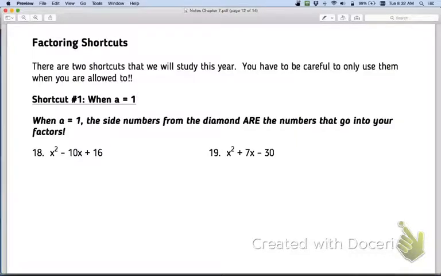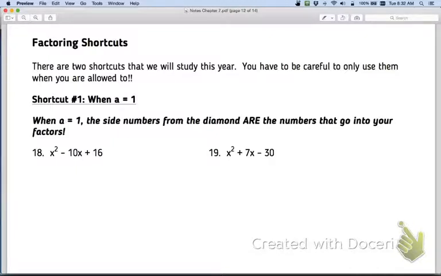Now that we've gotten a little bit of practice with how to factor using the factoring by grouping method, I'm going to show you two shortcuts. The thing that you have to be the most careful about is you have to know when you're allowed to use them, because there's only two special kinds of quadratics, which are the squared kind of polynomials, that we're allowed to use these shortcuts on. So not only can you know the shortcut, but you have to know when you're allowed to use it.